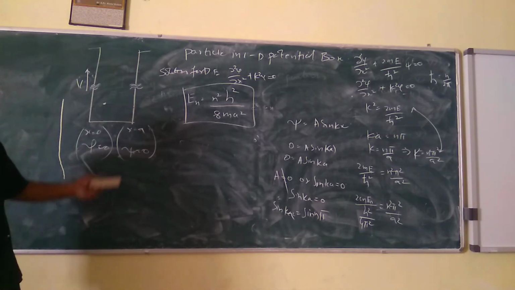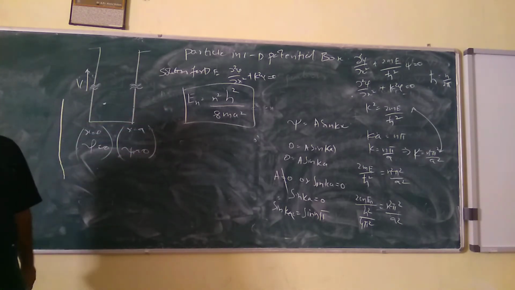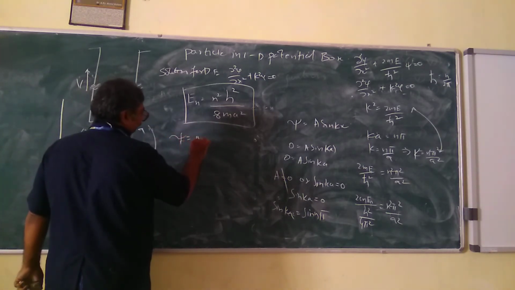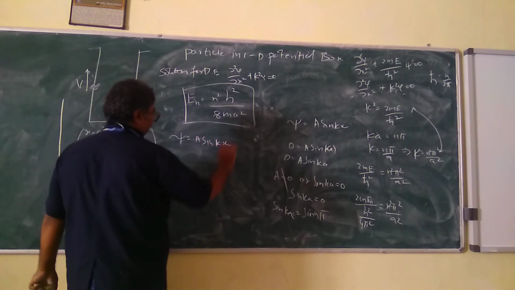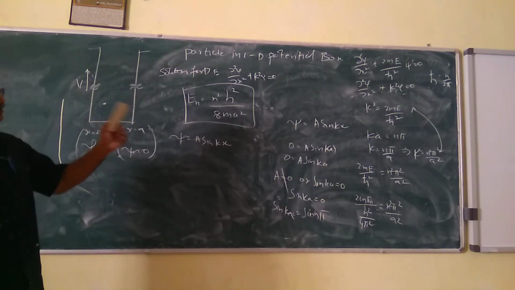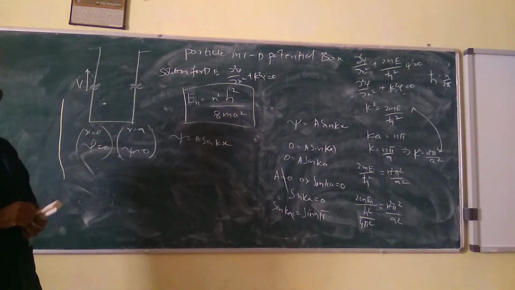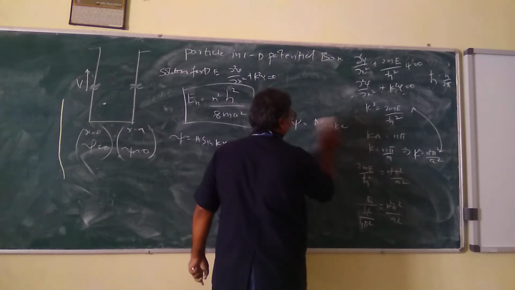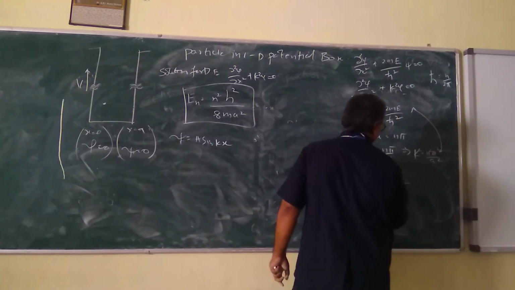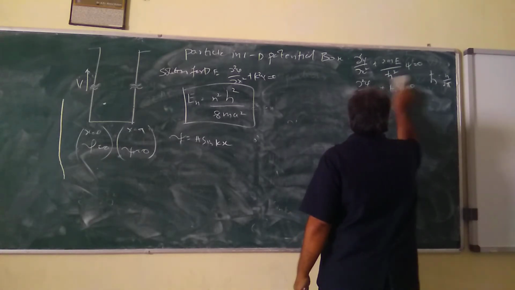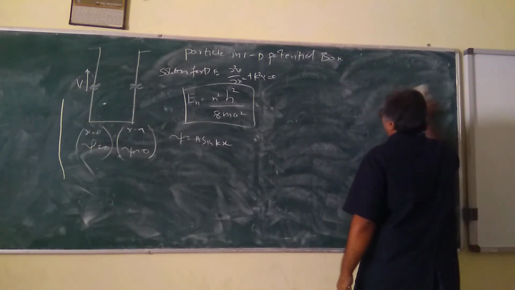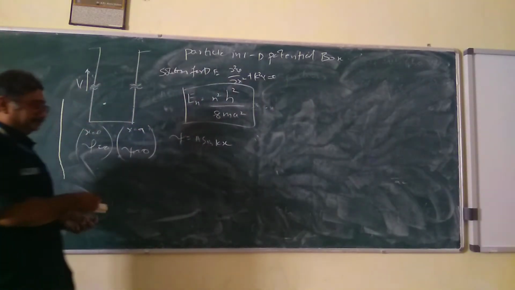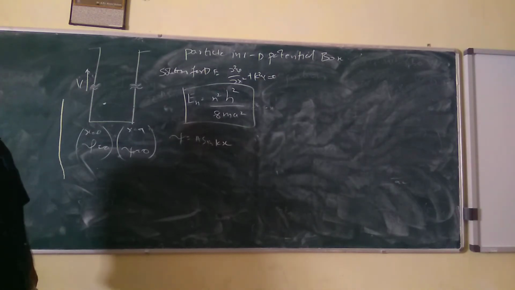We have done this math so that we got the energy En equals n square h square by 8m a square, and the wave function is given by psi equals A sin kx. Very good. So we got the energy. Now we need to find out the amplitude. So let us find the amplitude part for the same equation.